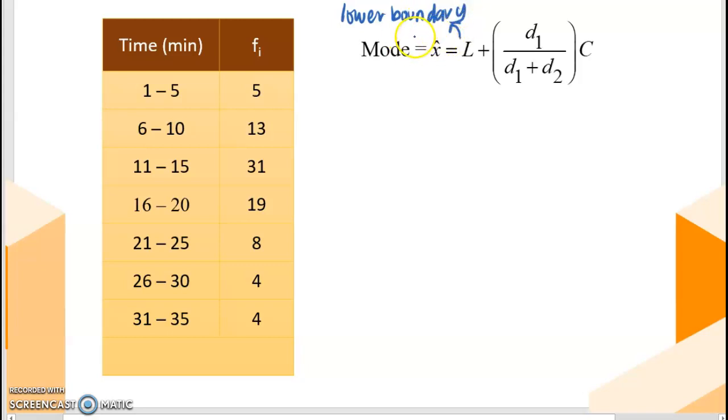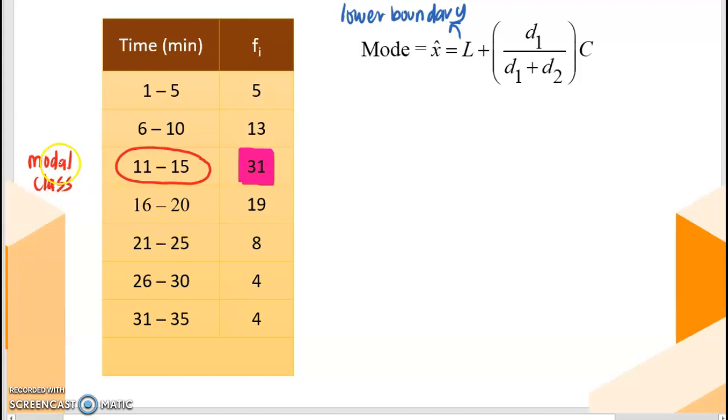Okay, first step, we are going to find what is the highest frequency of the data. So we look at F. The highest frequency will be 31. Highest frequency of the data. So our modal class will be 11 until 50. So this is modal class.